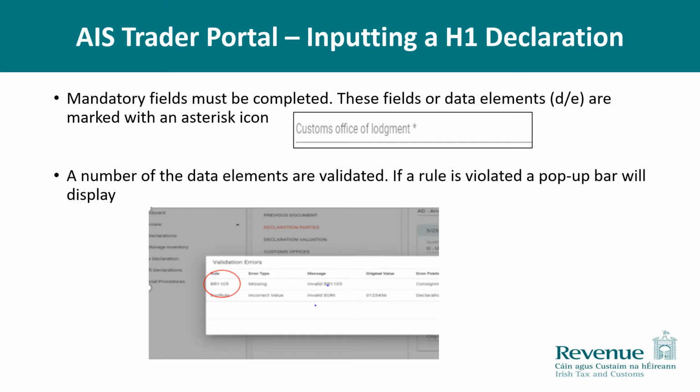Validation is also performed on certain data elements. This means they must be completed in a specified way and contain specific values. If a validation rule is broken, a pop-up bar will display similar to that on this screen. The validation error number will appear. This will have a business rule or BR number. To get more information on the business rule, please refer to the AIS Business Rules and Conditions document.